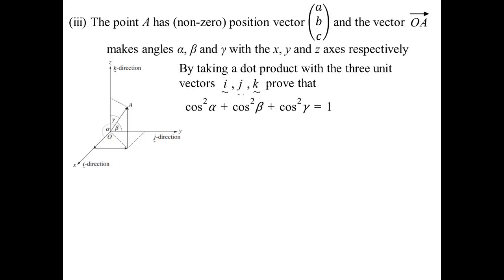So A is just some random point. We've given it coordinates A, B, C. And they've told us the angles it makes with each of the axes if we were to draw that plane in. Just going to show you something interesting here, which I'm going to use in the question.